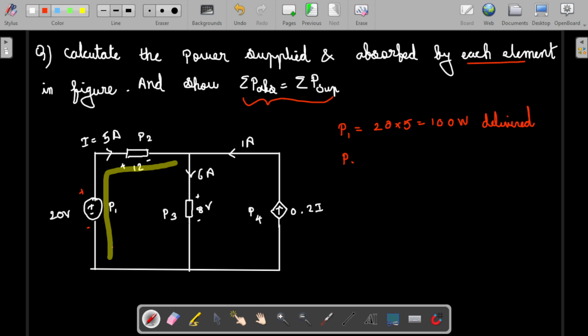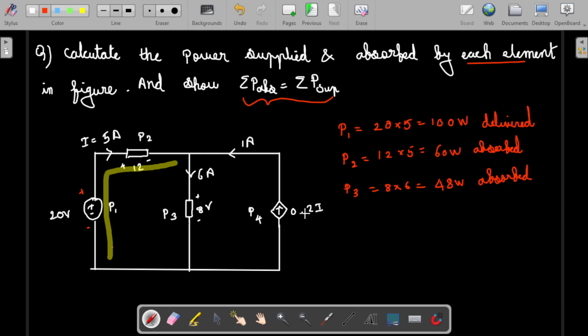So P2 we can take as minus 60; in some cases we can take that as power absorbed. Here it is 12 volts into 5, which is equal to 60. For now I am taking everything as positive, but I am going to mention this as absorbed, because the current is entering the positive terminal. Next, P3. In P3, the current is again entering the positive terminal. So this is 8 into 6, which is equal to 48, right? So 48 watts of power is absorbed.